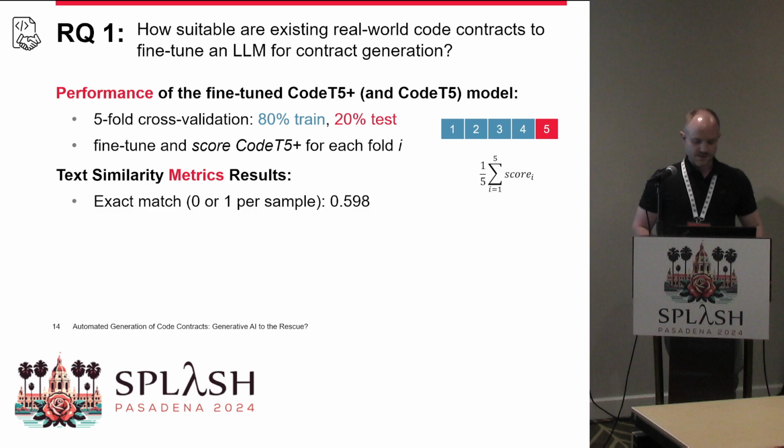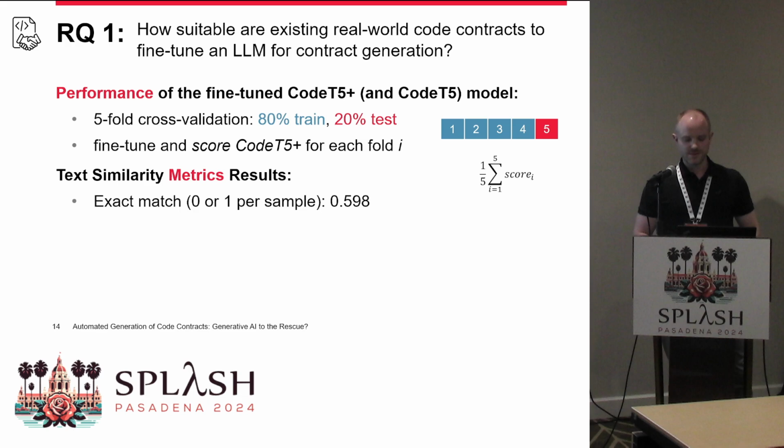And the scores that we computed are typical text similarity metrics. So the first one that we had a look at was the so-called exact match that just simply checks a 1 or 0 for if the match is exactly textual equal to what is expected or not. So actually we got a relatively good result here with about 60% of exact match.